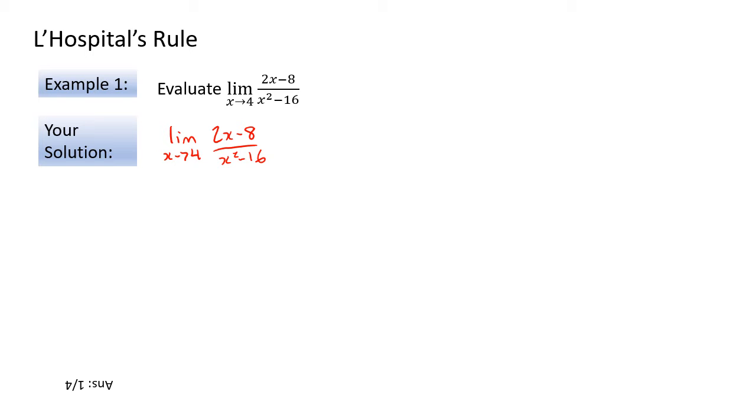And if we substitute 4 in, because we're trying to figure out what this equals when x is 4, we have 2 times 4 minus 8 divided by 4 squared minus 16, which gives us 8 minus 8 divided by 16 minus 16, which is 0 divided by 0. So because it's 0 divided by 0, we can use L'Hopital's rule. When we do that, we look back at the function. All right, I'm going to write using L'Hopital's rule.